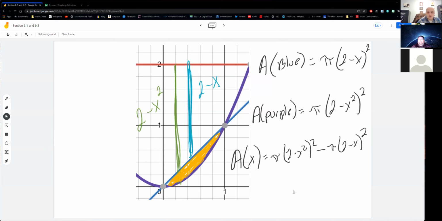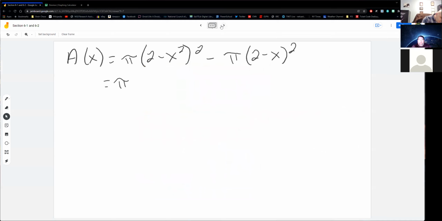All right. So my suggestion when you're doing this is clean up your area as much as you can before we go to do our actual integration. So we're going to clean this one up so it actually works out nice. We can pull the pi out so you don't even have to really worry about the pi part. So we're literally just going to FOIL out these pieces.